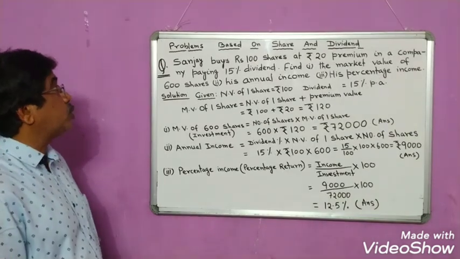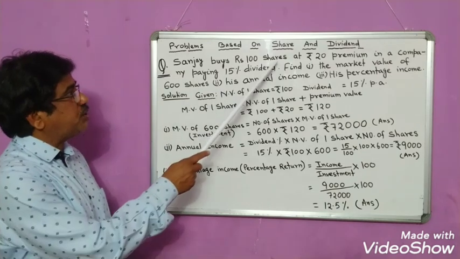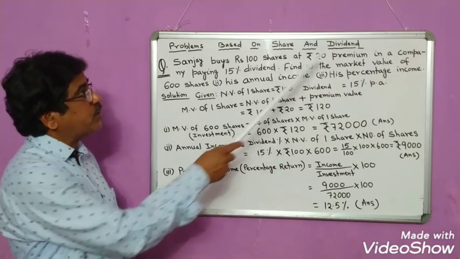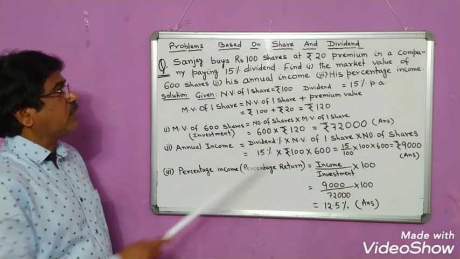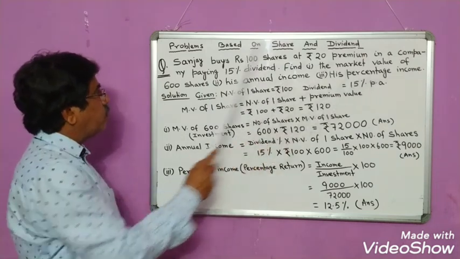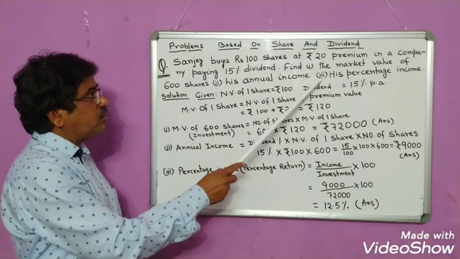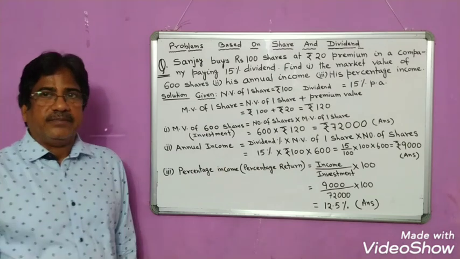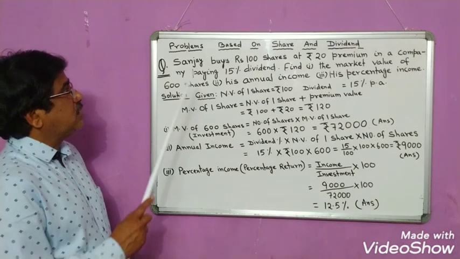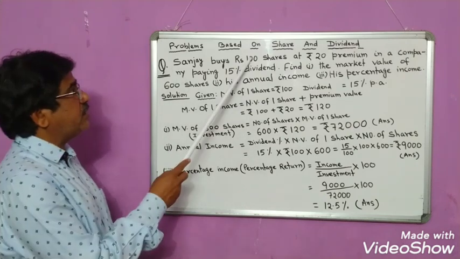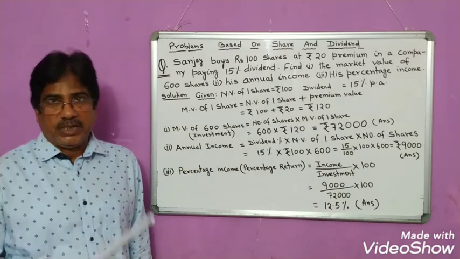Let us take another question. In this question, you will find that Sanjay buys rupees 100 shares at rupees 20 premium in a company, paying 15% dividend. You have to find, first, the market value of 600 shares. Second, his annual income, and thirdly, his percentage income. Now, if you see this question, here the nominal value of the share is rupees 100 and it is available in the market at a premium of rupees 20.